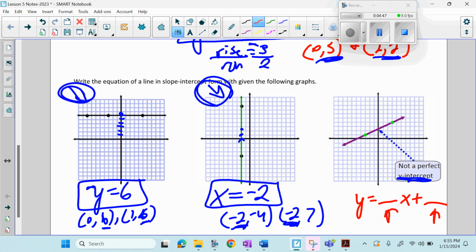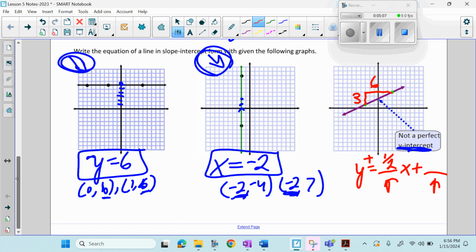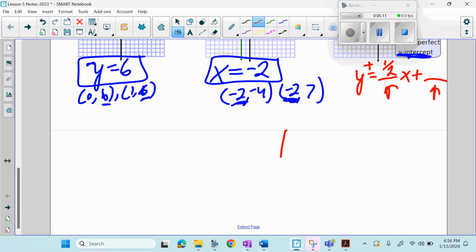So the slope, the first thing I notice is a positive slope because it's going uphill. And we have a rise of 1, 2, 3, and a run of 1, 2, 3, 4, 5, 6. Okay, so 3/6, I'm going to simplify that to 1/2. But I still don't know my y-intercept. So what I'm going to do is I'm going to use one of the points.